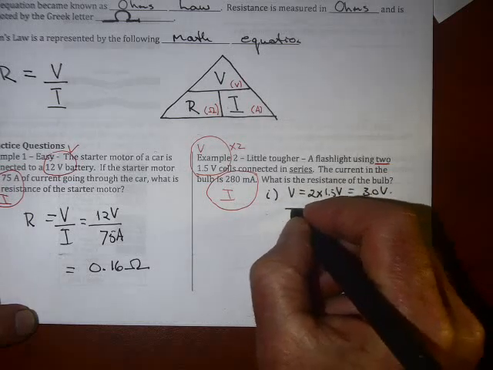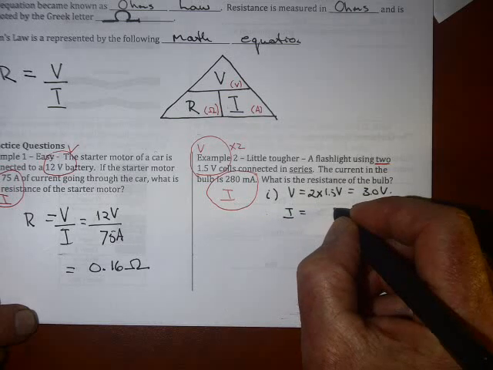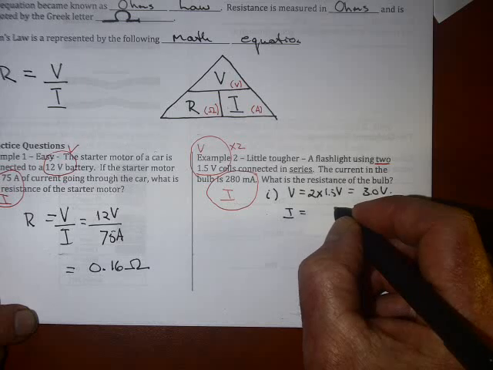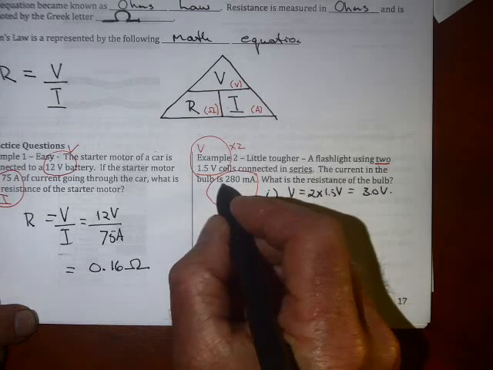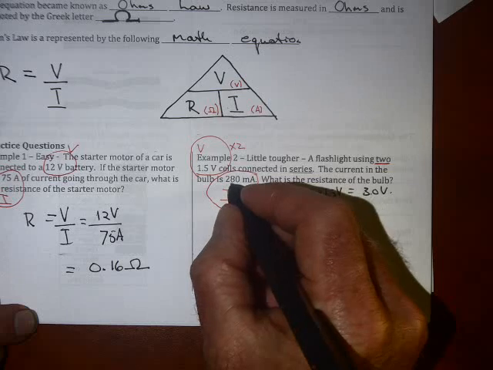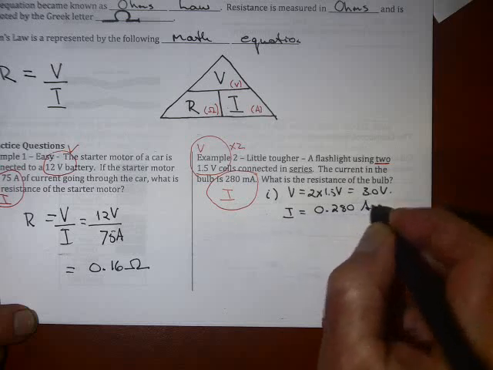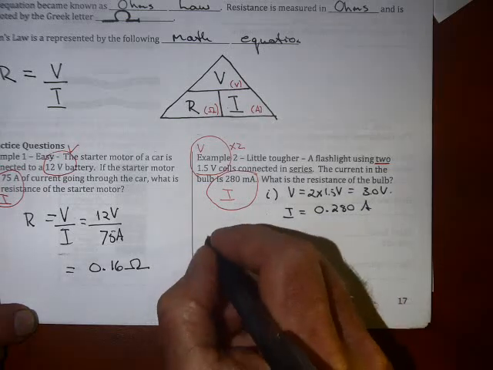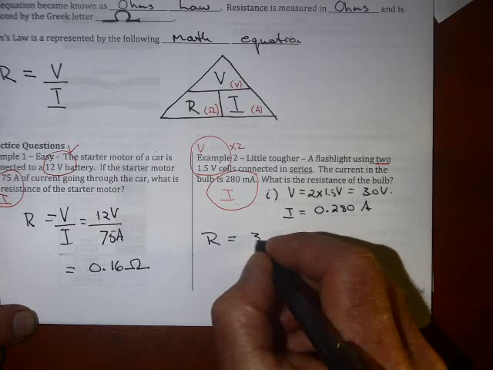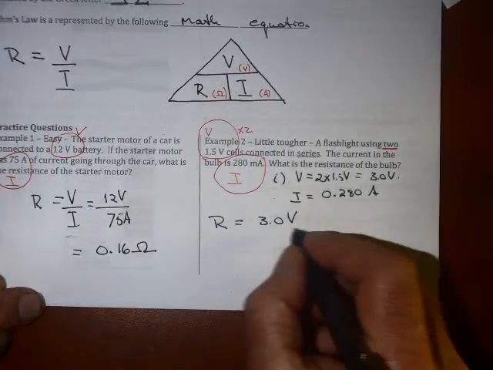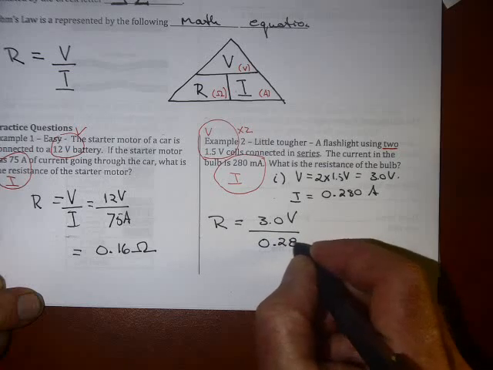The current, now I'm changing 280 milliamps to amps. That means I have to take this decimal and move it over 3 places. So 1, 2, 3. It's going to be 0.280 amps. So resistance is equal to 3.0 volts divided by 0.280 amps.